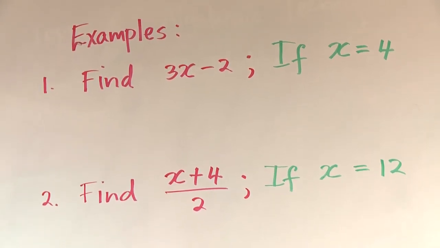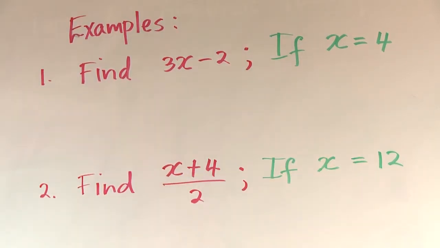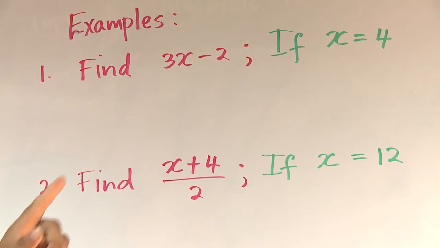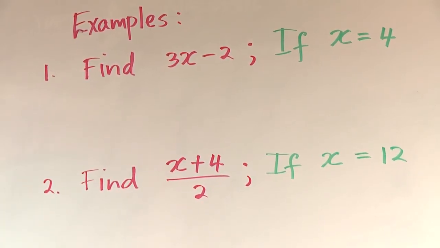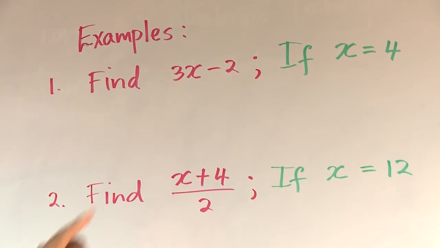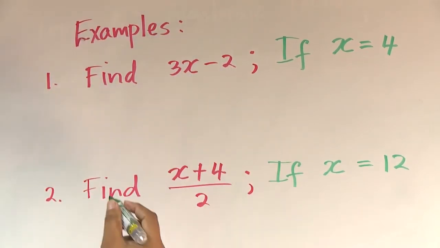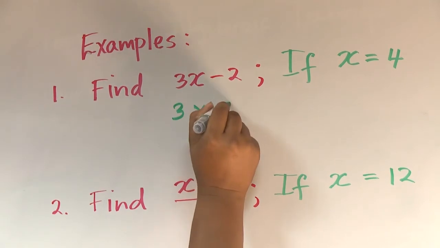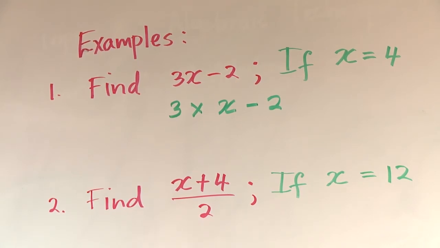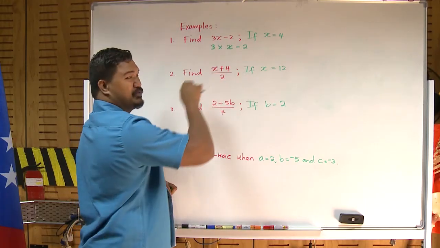So on the board, we find the value of 3x minus 2 if x is equal to 4. So we want to find the value of this expression, 3x minus 2, if x is equal to 4. What we are going to do is take the value of 4, which is the value of x, and replace this variable x here. We understand that 3x minus 2 is just the same as 3 multiplied by x and then minus 2. The next step is to bring the value of x, which is 4, and substitute it into our variable x here.